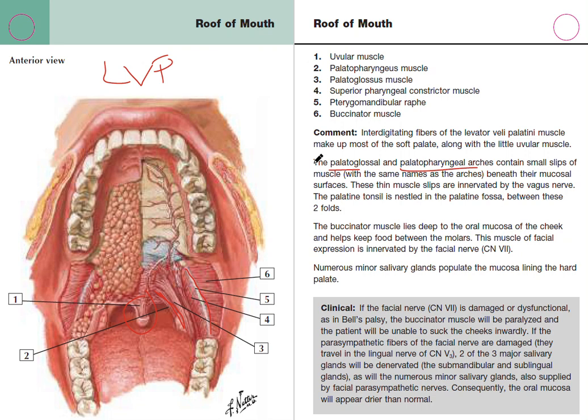These thin muscle slips are innervated by the vagus nerve. The palatine tonsil is nestled in the palatine fossa, which is between these two muscles. The buccinator muscle lies deep to the oral mucosa of the cheek and helps keep food between the molars. This muscle of facial expression is innervated by the facial nerve. Numerous minor salivary glands populate the mucosa lining the hard palate. Our takeaway here: the palatine tonsils are between the palatoglossal and the palatopharyngeal arches.